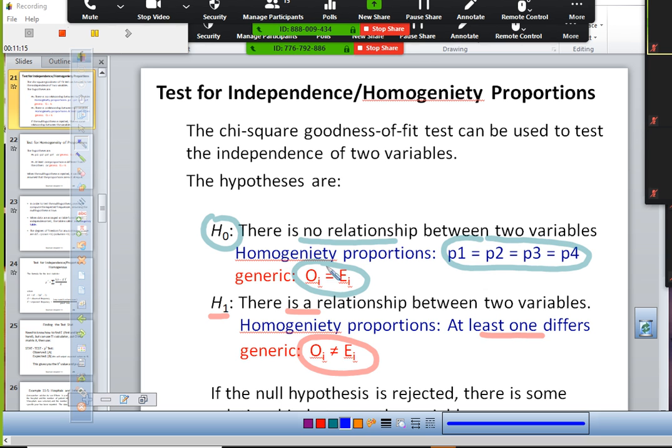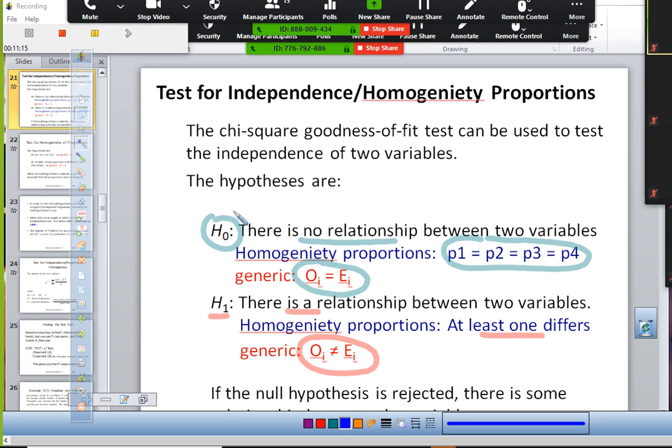Or generically, you could do either one of these depending upon the situation and the wording, or you could just use the generic one. So for all of 11.2, I will let you use O sub I equals E sub I on the exam. The homework will make you spell it out a little more clearly, and we'll give you other options. You have to pick the correct one based upon the wording, and that's going to vary.